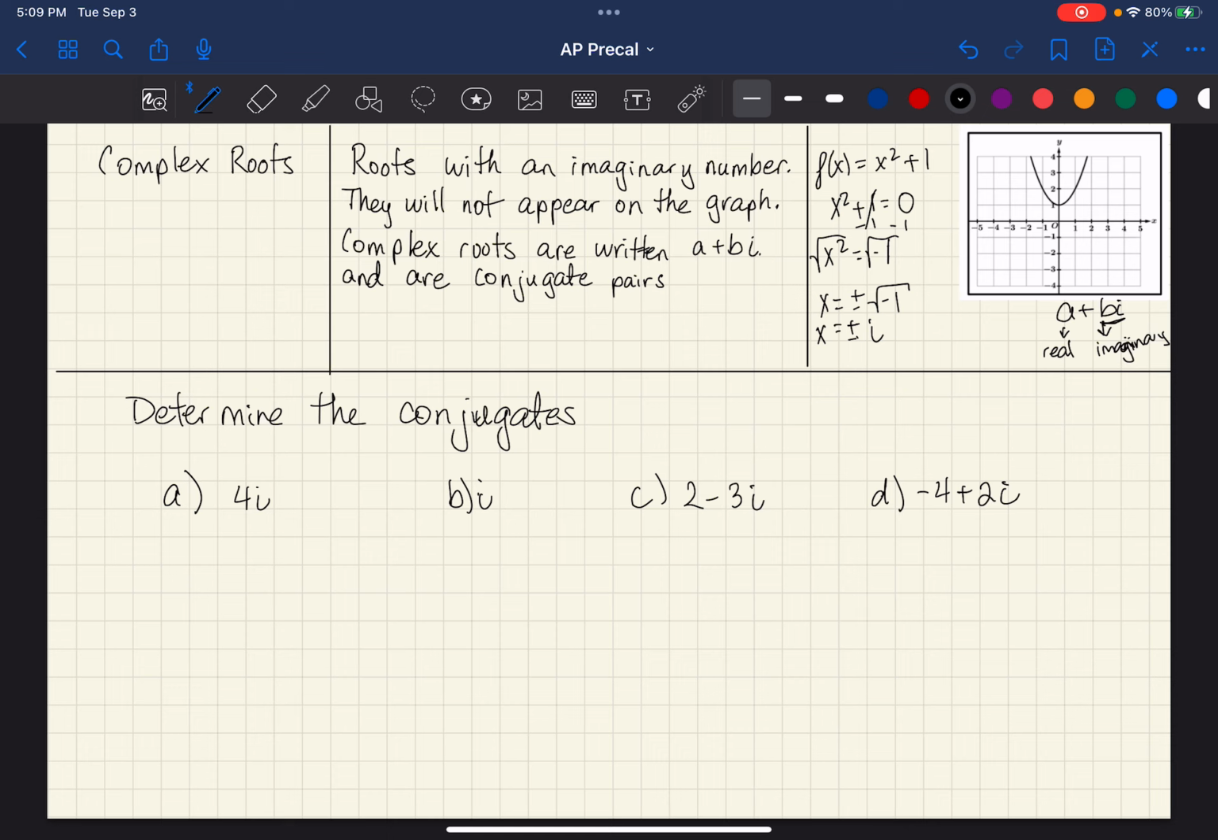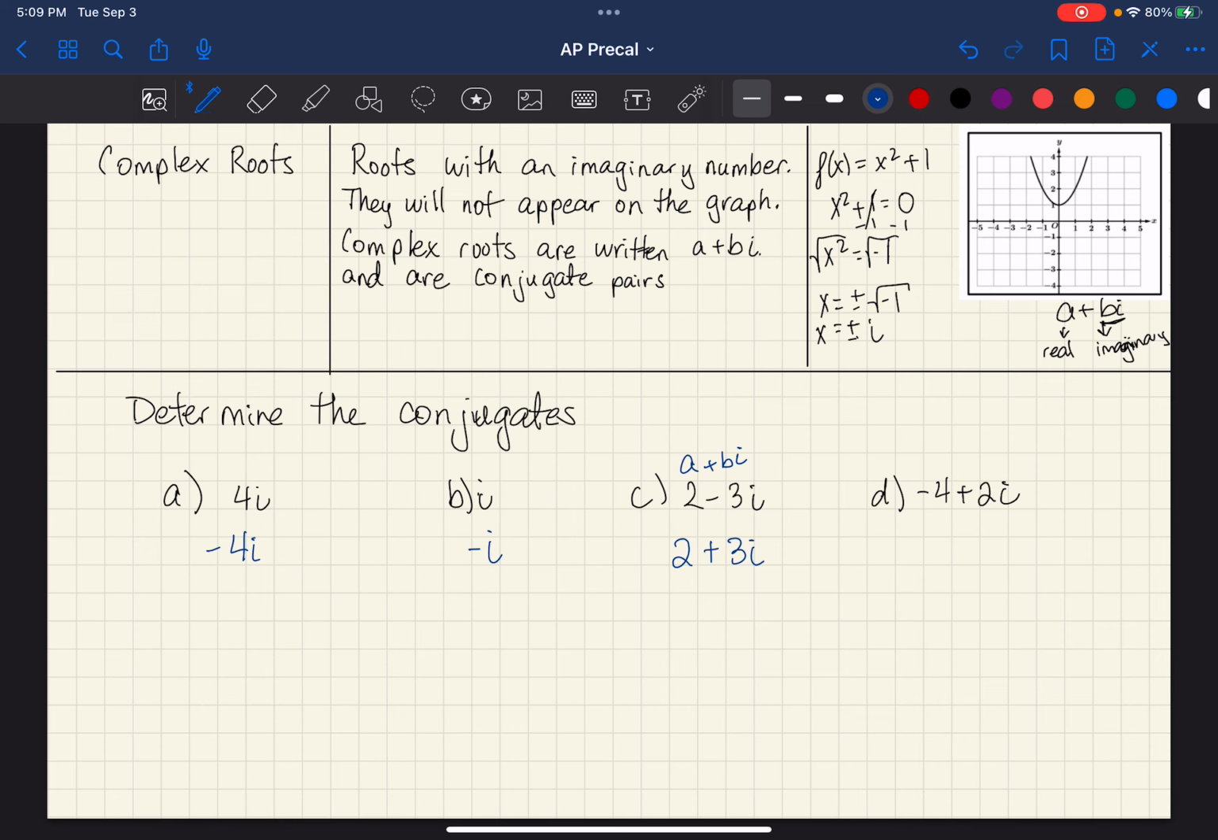So the first one here is 4i. Well, its conjugate would be negative 4i. If I have just i, it would be negative i. Now here I have that a plus bi set up. Well, 2 is going to stay the same, but now this negative is going to become positive 3i.